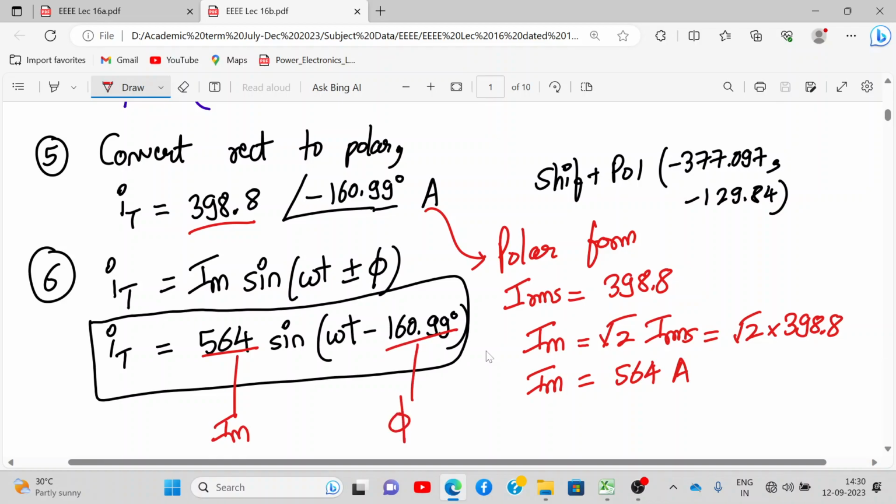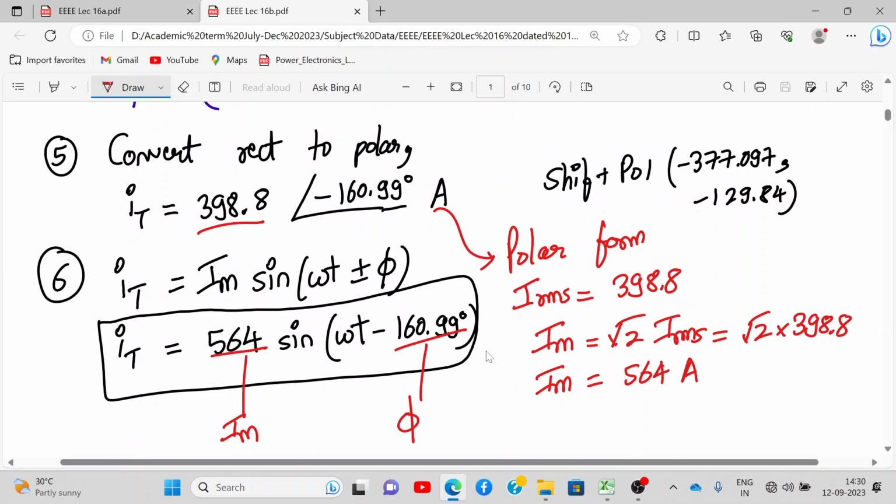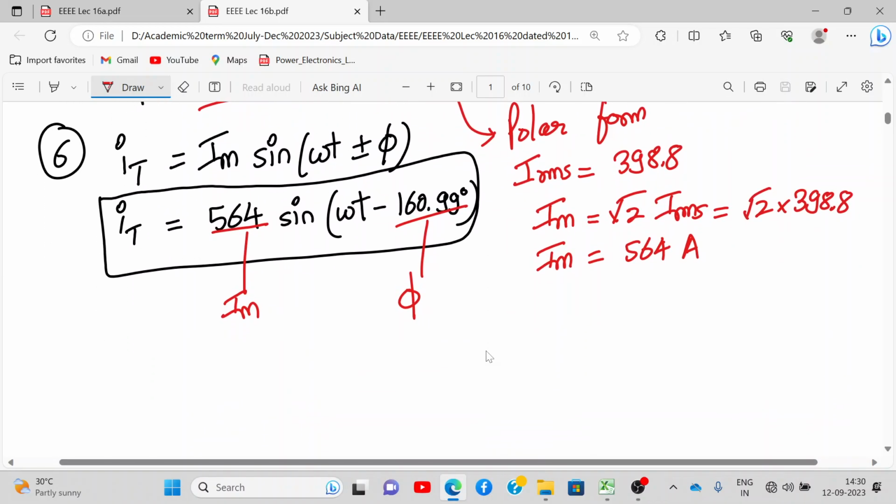Comfortable now in polar and rectangular, rectangular to polar? Okay. Everyone completed up till here? You all require some time? No? Okay, write down numerical number 2.